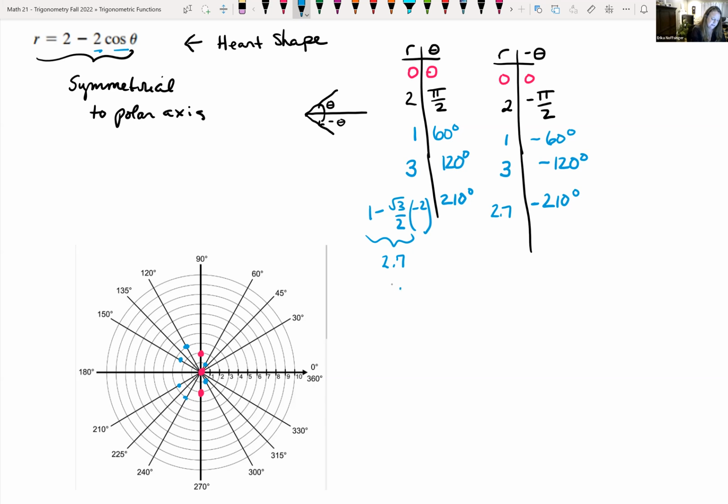Let's look at 180 degrees, and I think we then have the shape. At 180 degrees, I know that cosine of 180 degrees is negative 1 times that negative 2 out front. That's positive 2 plus 2, so that gives me 4. Going 180 degrees, I'm going to go forward, which looks like the heart shape.